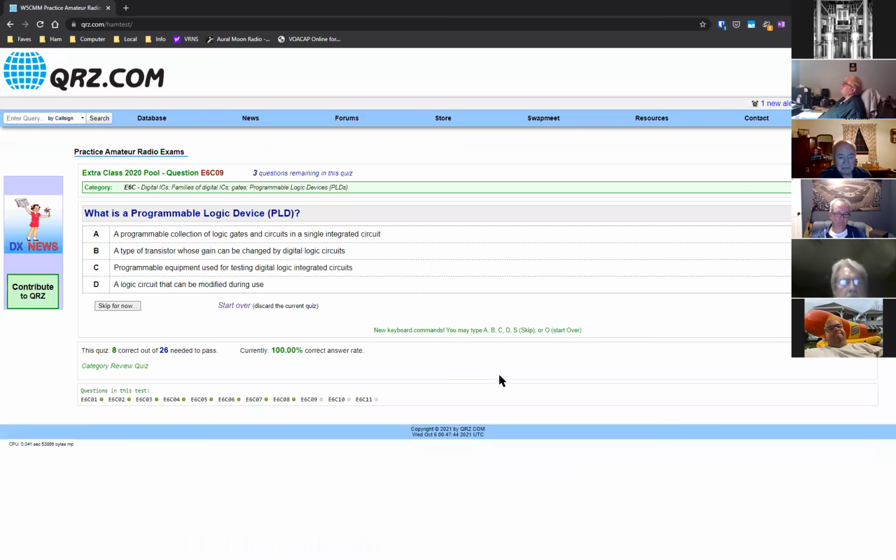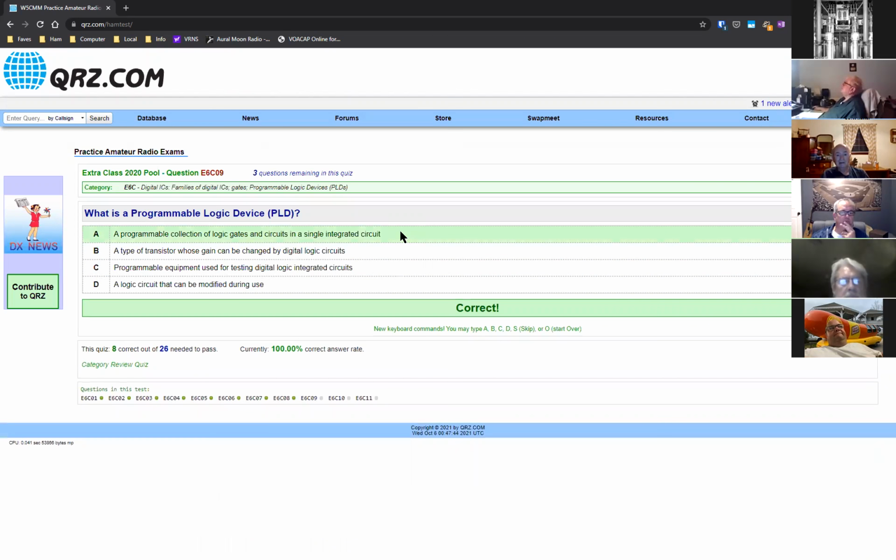What is a programmable logic device, or PLD? Yeah, it's going to be alpha: programmable logic, a collection of logic gates and circuits in a single integrated circuit.